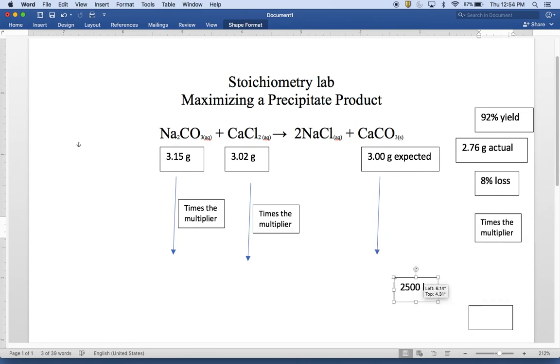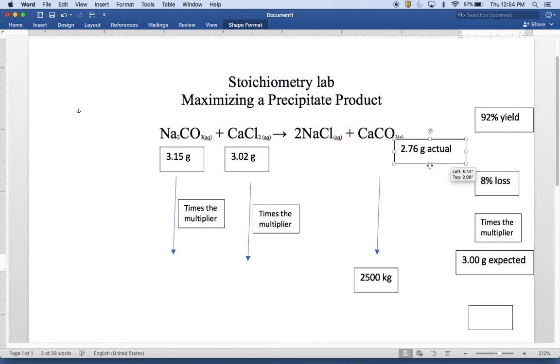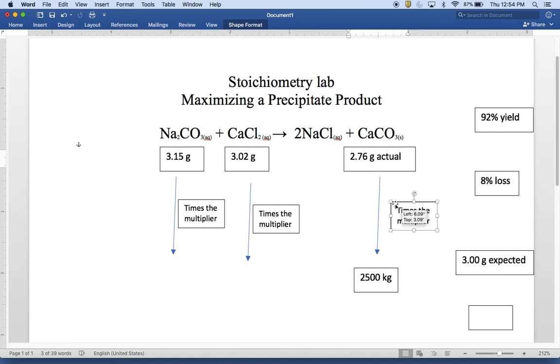the entire ramping up thing not on your expected mass, but on your actual mass, like that. And you can see that the multiplier to get you from 2.76 to 2,500 is going to be a larger number than the multiplier that takes you from 3 to 2,500, because 2.76 is a smaller number. So the multiplier in this case would end up a slightly larger number because you're basing it on actual. The reason it's larger is that it is inherently accommodating the loss.